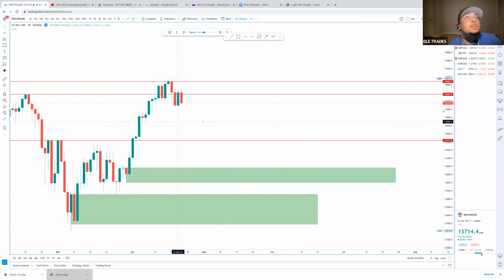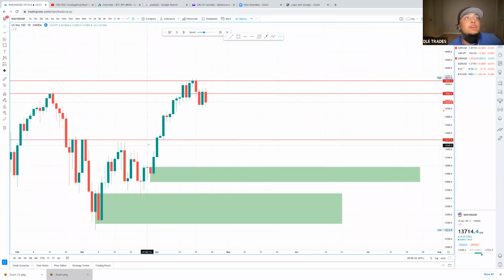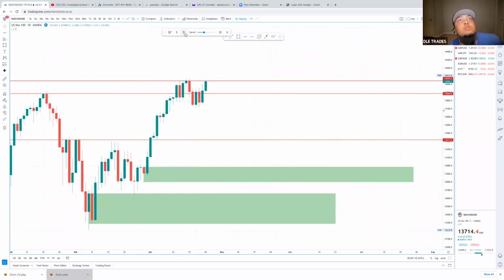So let's see what happens. We have our key levels marked up. We have our levels up here. Now we can speculate that this demand level will act as a magnet. So let's just go through it.